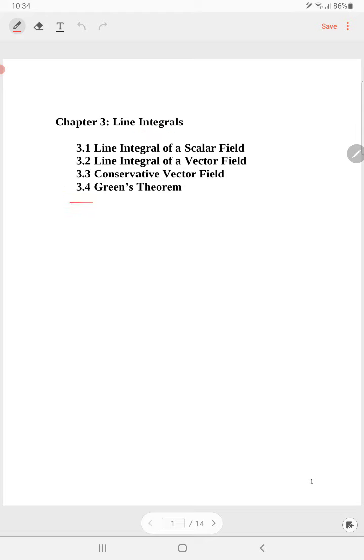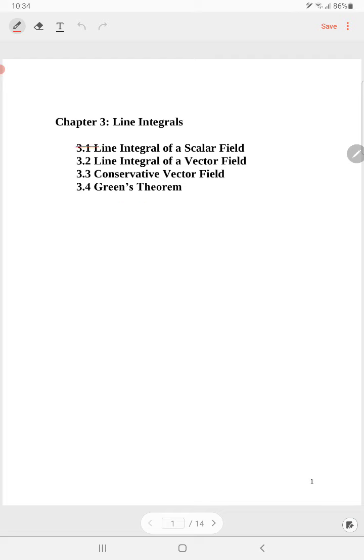Today's topic is on line integrals. There are four sections on this topic. The first section is line integral of a scalar field. Second is line integral of a vector field. Third is conservative vector field. And the last section is on Green's theorem.